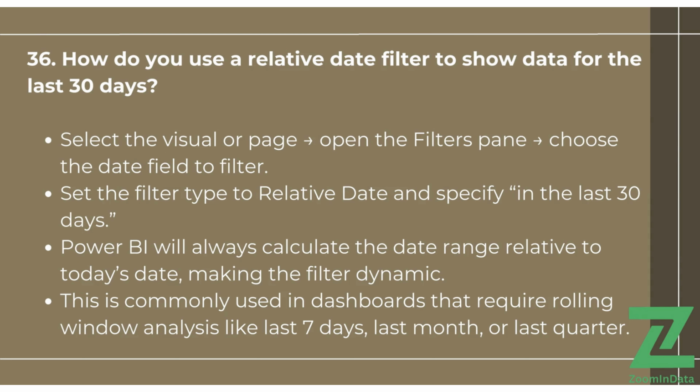36th question. How do relative date filters show data for the last 30 days? Select the visual or page, then open the Filters pane and choose the date field to filter. Set the filter type to relative date and specify in the last 30 days. Power BI will always calculate the date range relative to today's date, making the filter dynamic.